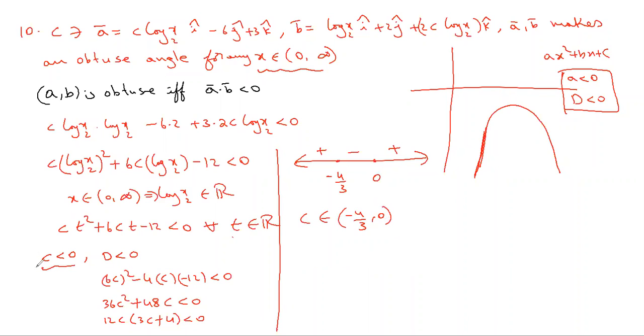Okay, fine. I read this as c positive and took the positive interval, but with c less than 0 and this intersection, the final answer is c belongs to minus 4 by 3 to 0.